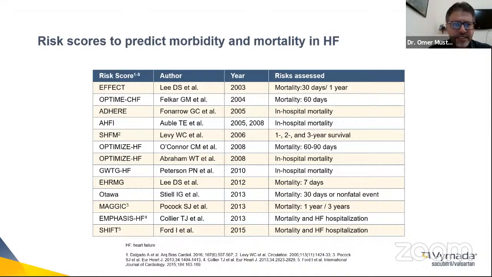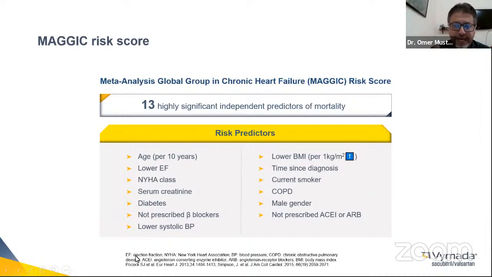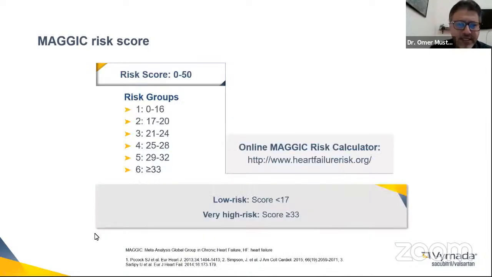These are just risk scores which predict mortality, and we take into account the latest one, which is the MAGGIC one, EMPHASIS-HF, and the shift. So these are just risk scores which help us guide which people will be more prone to progression, more prone to complications of chronic heart failure. These are 13 highly significant independent predictors of mortality. They have made the different risk groups 1, 2, 3, 4, with the lowest risk being 17, and the very high risk being more than 33.